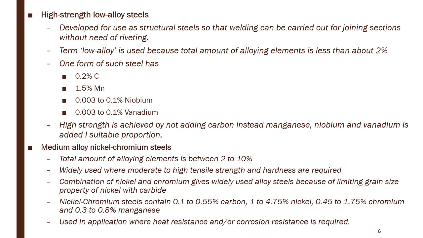The next one is the medium alloy nickel chromium steels. The term medium alloy steel is used when the total amount of alloying elements is between 2 to 10%. These types of steels are widely used for moderate to high tensile strength and hardness when hardness is required. When chromium and nickel are added to steel, the grain size limiting property of nickel and the carbide forming property of chromium combine to give a very widely used alloy steel. The nickel chromium steel contains about 0.1 to 0.55% carbon, 1 to 4.75% nickel, 0.45 to 1.75% chromium, and 0.3 to 0.8% manganese. They are mainly used in applications where heat resistance or corrosion resistance is required, like in furnaces and heat treatment where more heat resistance is required.